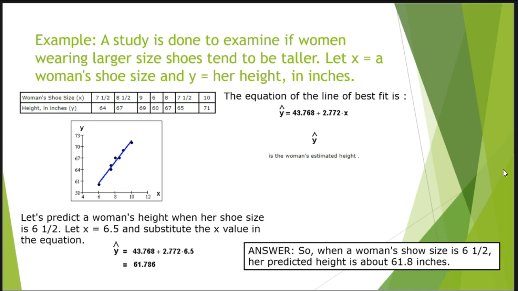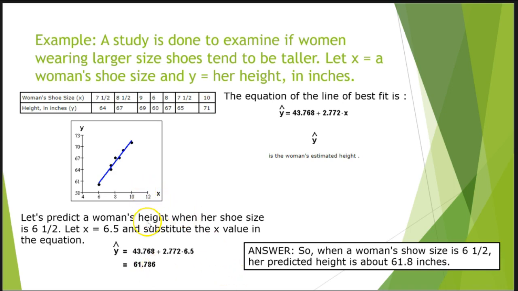So it says, let's predict a woman's height when her shoe size is 6.5. So let x equal 6.5 and substitute the x value into the equation. So we are going to use y hat equals 43.768 plus 2.772 times our x value of 6.5. And we get an estimated prediction that a woman whose shoe size is 6.5 will have a height of about 61.8 inches.